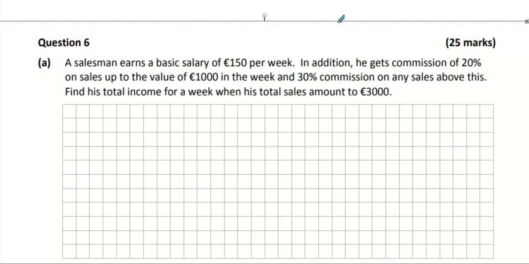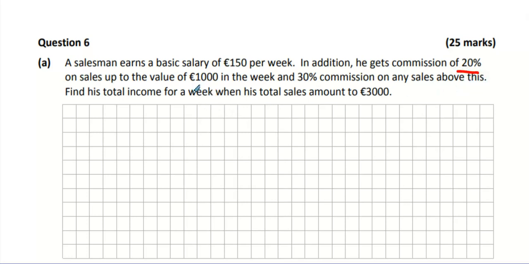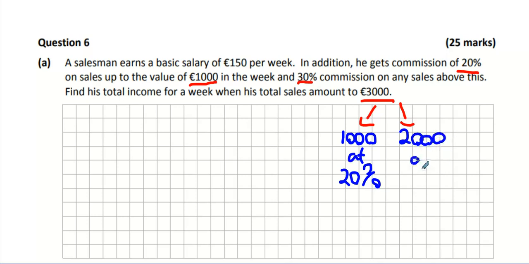Okay. A salesman earns a basic salary of €150 per week. In addition, he gets commission of 20% on sales up to the value of €1,000 and 30% above that. Find his income for a week when his sales amounted to €3,000. Now let's break up the sales. What can we break up the sales into? We can break the sales into the first 1,000. And how much does he get on the first 1,000? Okay. How much does he get on the next 2,000? 30%. And how much does he get paid anyway, even if none of that happens?